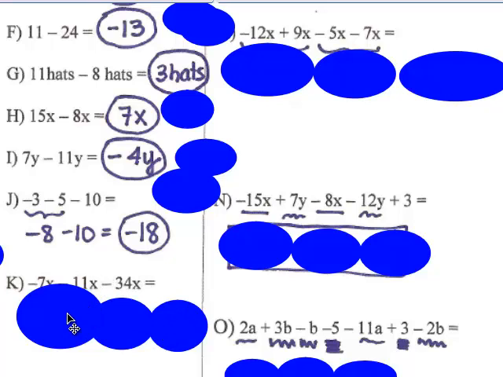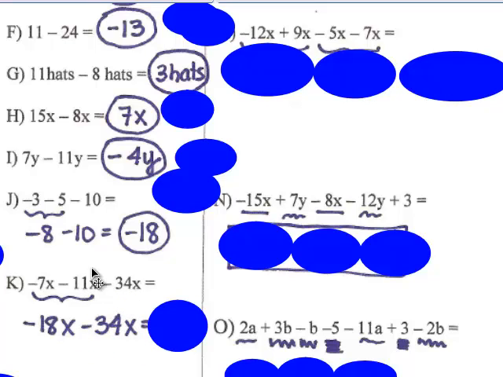All right. So the next problem is -7x minus 11x minus 34. Again, do 2 at a time. So -7x minus 11x, you would add, so it would be 18, and you use the sign of the biggest, which would be negative, because 11 is bigger than 7. Then you bring down the next term.